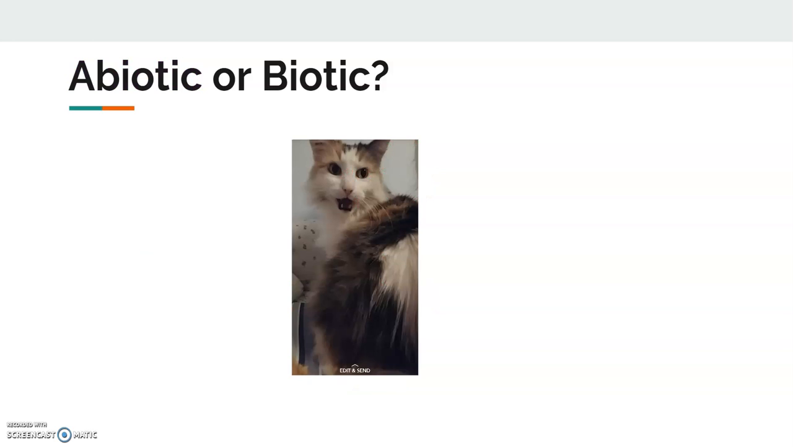What about Kitty, Miss Ty's cat? Abiotic or biotic? So depending on who you talk to, like Miss Ty's mom, Kitty might not be considered fully biotic because she is so rude. Look at that face. But technically she is biotic.